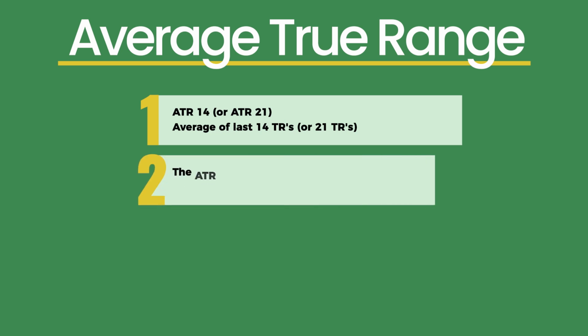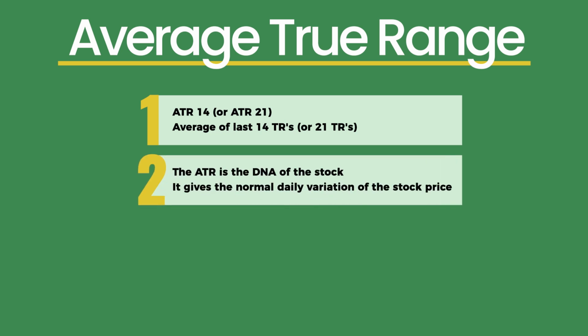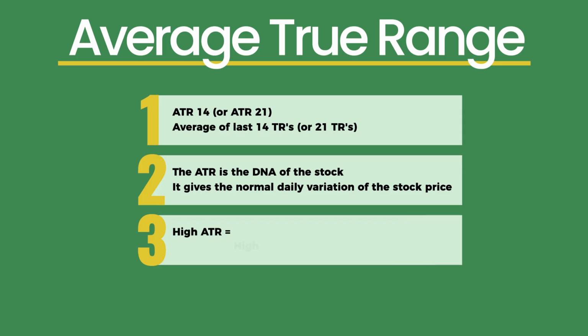So the ATR is basically the DNA of the stock. It gives you the character of the stock and the normal variation of this stock, how much it fluctuates today and how much it fluctuates versus yesterday's close. A high ATR means high volatility, and a low ATR means low volatility. And we normally represent this as a percentage of the stock price.